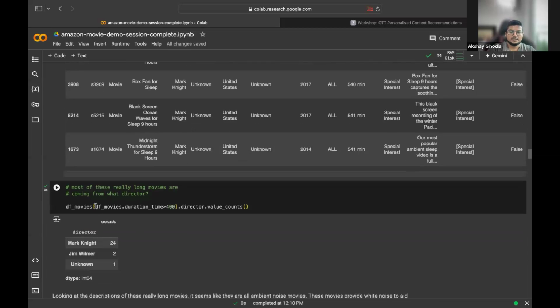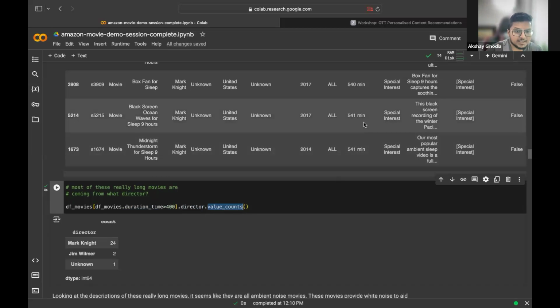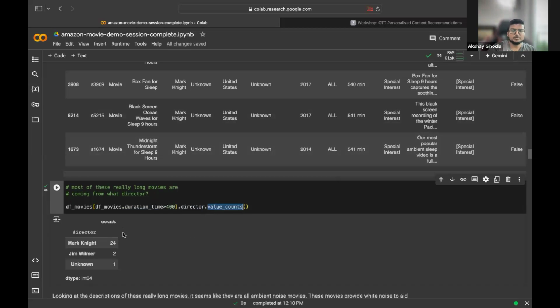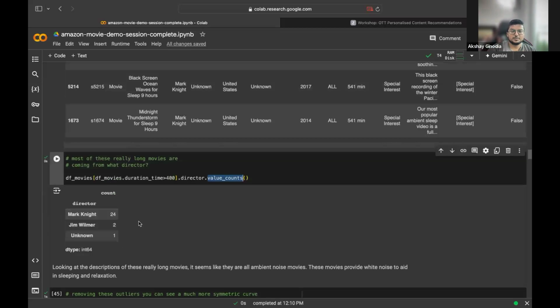I'm again looking at the director for all the movies which have greater than 400 minutes. I'm looking at the director value counts, which is giving me the distribution again. It looks like Mark Knight is the most popular director here, creating these kinds of movies. There's also James Wellman, who made two.